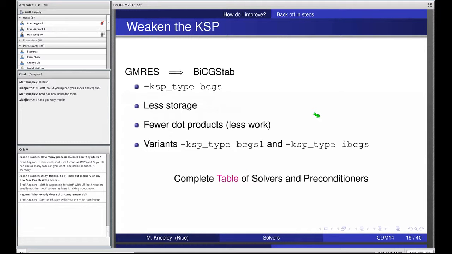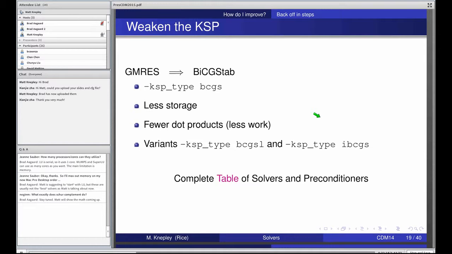So the way generally you improve the performance is to take an already running solver that's giving you answers that you believe, and you weaken its convergence, or you weaken the rate at which it's converging to allow higher performance. So let me give you an example. So suppose you're using this GMRes solver, which is, I think, the most reliable Krylov solver.